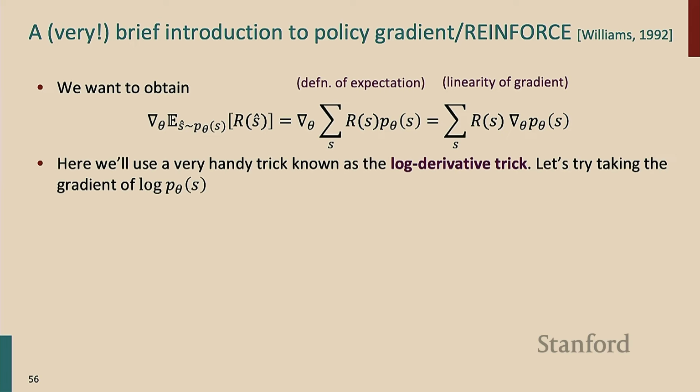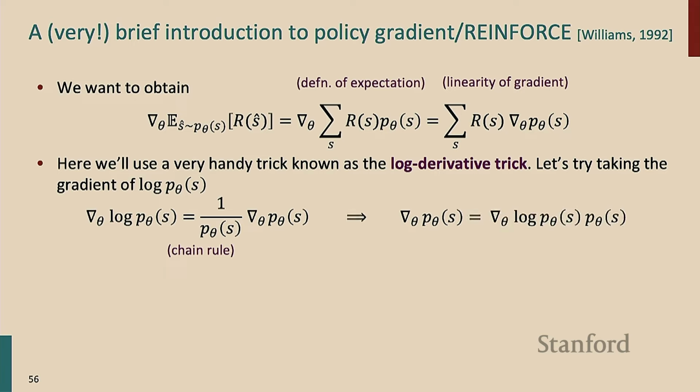Now we're going to use a very handy trick known as the log derivative trick. It's called a trick, but it's really just the chain rule. Let's see what happens when we take the gradient of the log probability of a sample from our language model. How do we use the chain rule? The gradient of the log of something is 1 over that something times the gradient of that something. So 1 over p theta of s times the gradient. And if we rearrange, we can alternatively write the gradient of p theta of s as this product: p theta of s times the gradient of the log p theta of s.